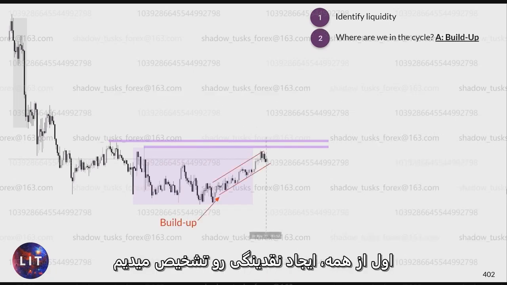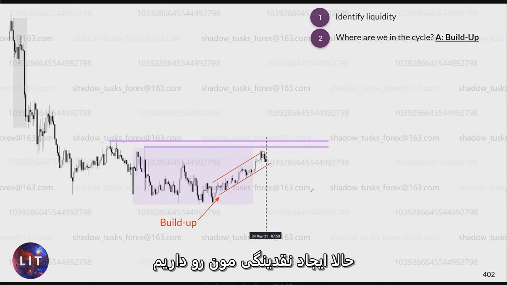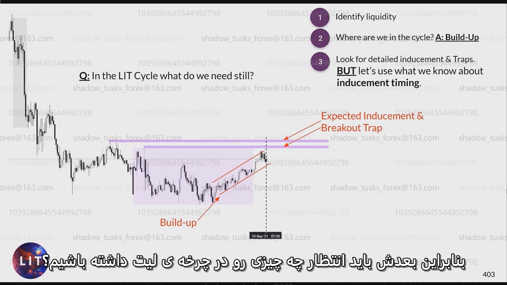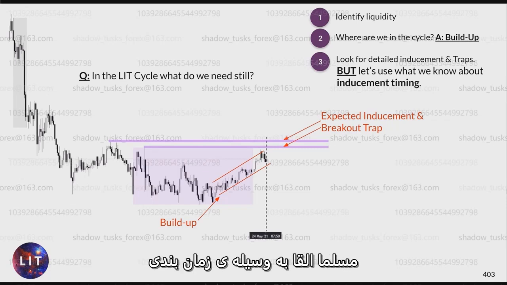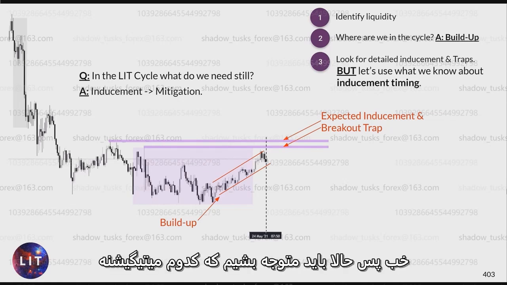So what we do, first of all, we cover the build up, inducement, mitigation, right? So guess what? Now we're having our build up, right? So where are we on the cycle? We're on the build up. So guess what? We're expecting the inducement, right? So what in the cycle should we expect next? Of course, inducement with timing, right? So inducement, and then after the inducement, a mitigation. So now we need to find out what mitigation it is.